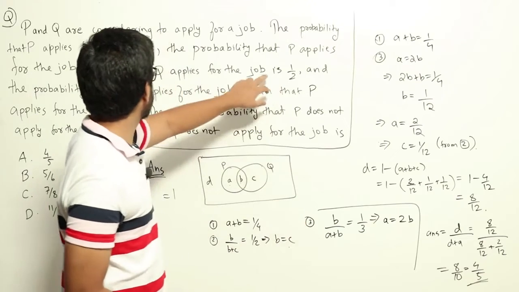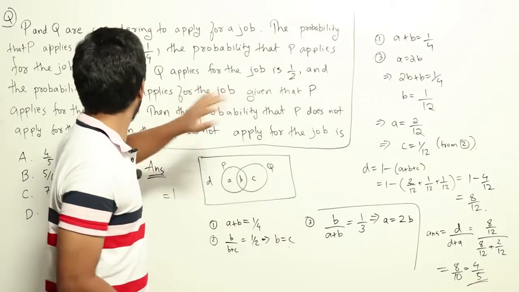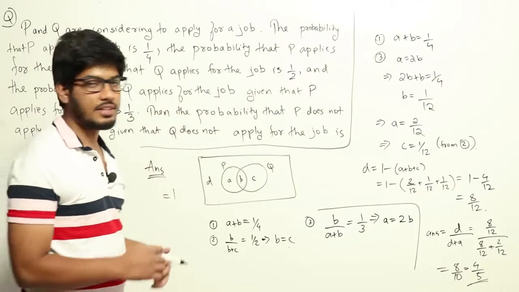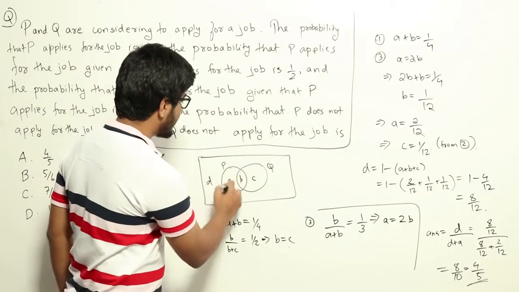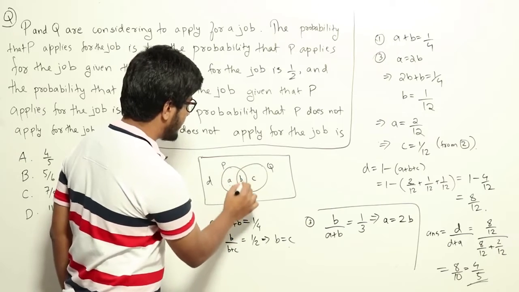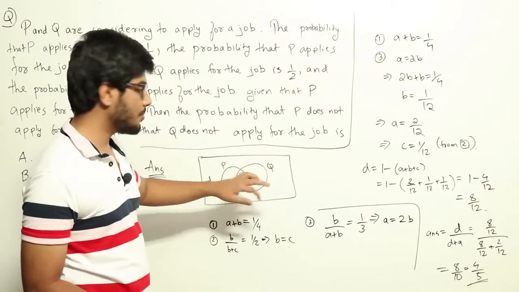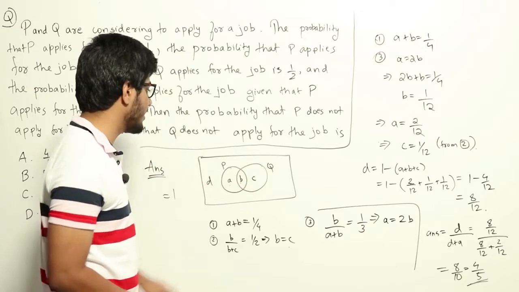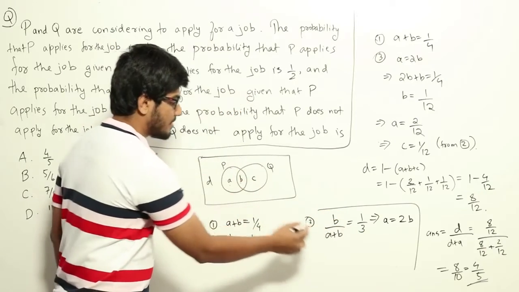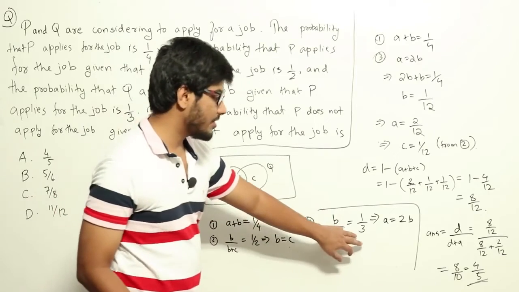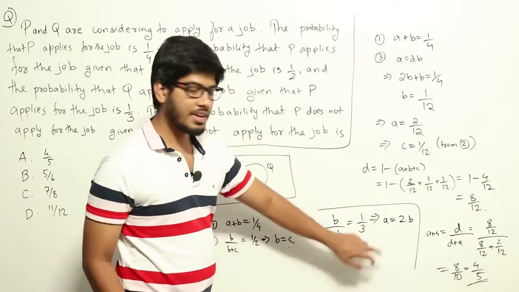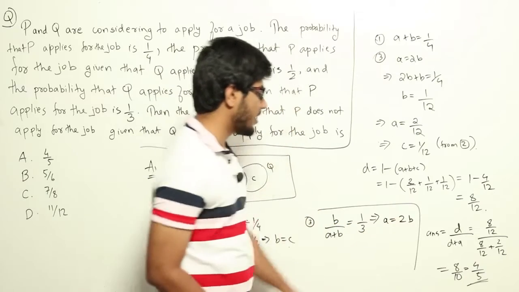Now the third condition is that the probability that Q applies for the job given that P applies for the job is 1 by 3. So this circle represents P applies for the job, and this part divided by this part gives the probability that Q applies for the job given that P applies for the job, just like we did here. So the probability would be B divided by the total of this, that is A plus B, that is given as 1 by 3 in the question. So B by A plus B equals 1 by 3. From this we can deduce that A equals 2 times B.